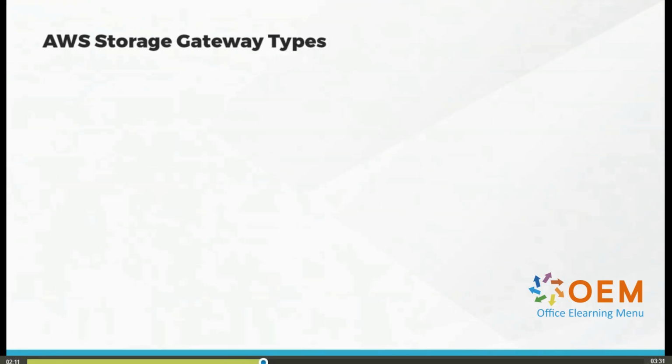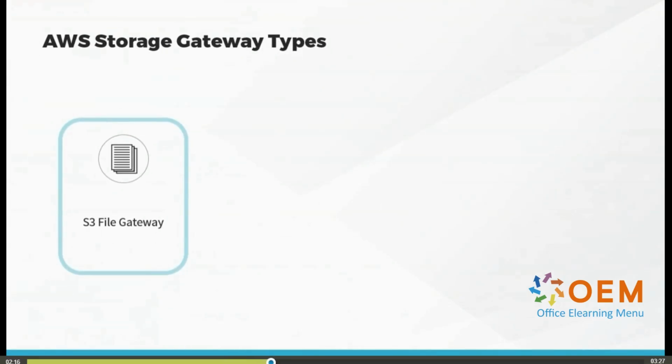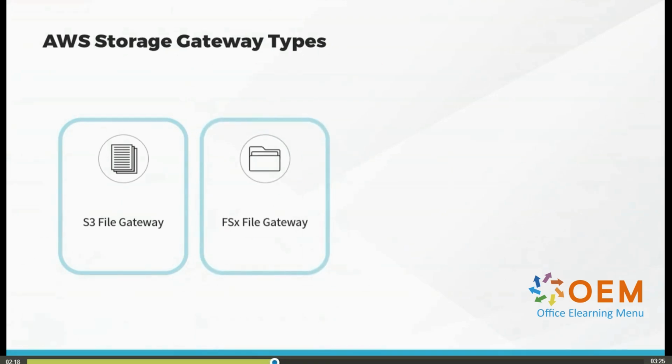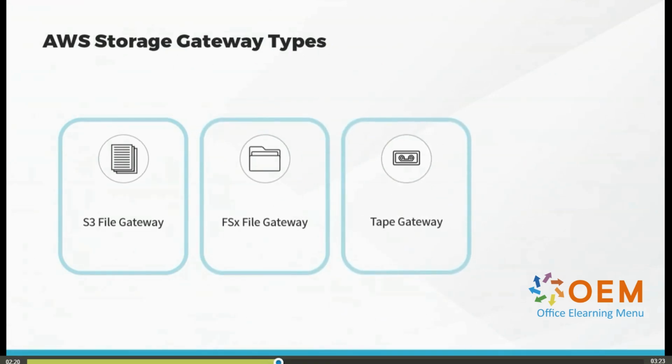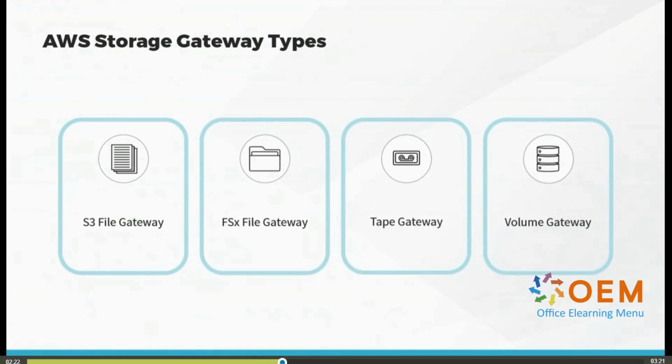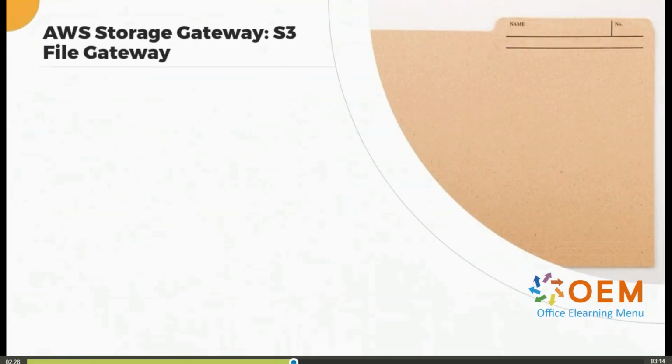Now, the services that are offered include the AWS Storage Gateway S3 File Gateway, the FSx File Gateway, the Tape Gateway, and finally, the Volume Gateway. Well, that's great, but what do they mean? Let's start with the S3 File Gateway.